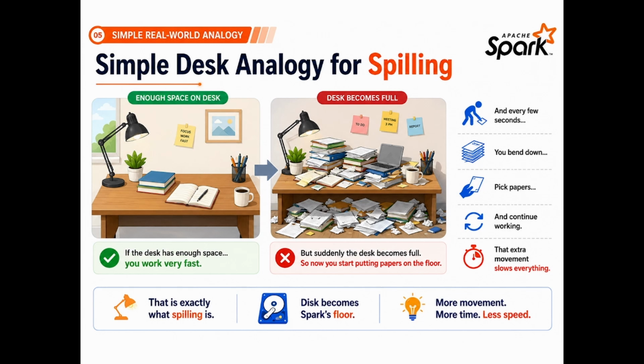Now here's the important question, and stay with me on this. If spilling is just Spark being smart and protecting the job, why do senior engineers treat it as a red flag? Why do companies invest thousands of dollars in cluster memory just to avoid it? The answer comes down to one thing: speed.